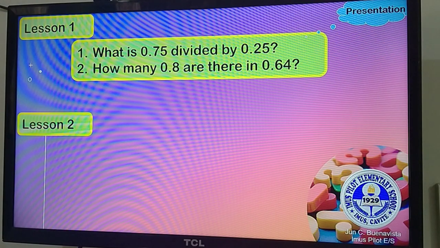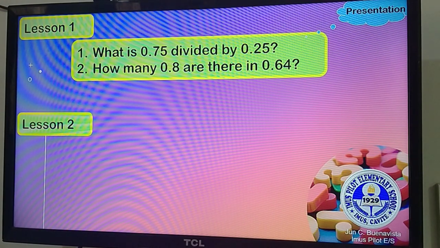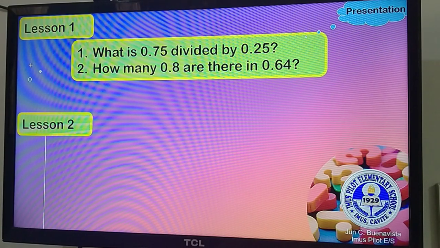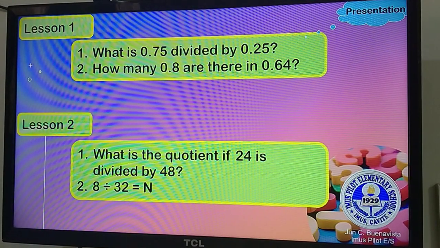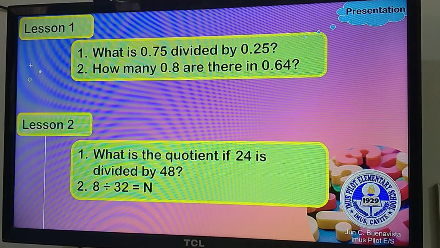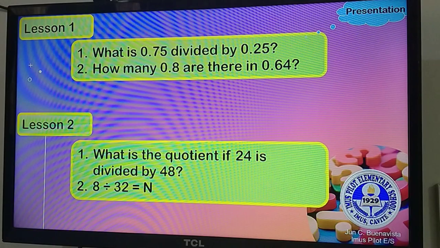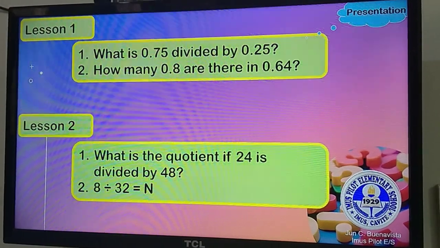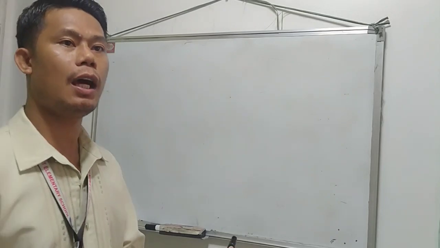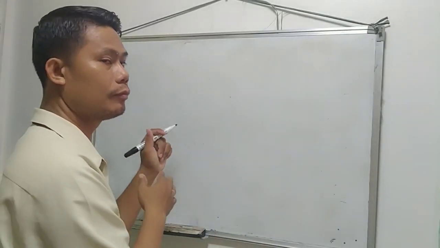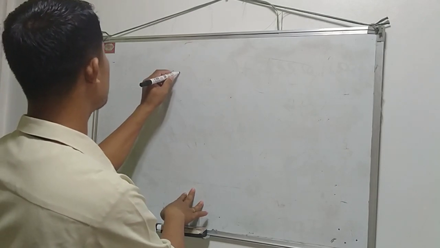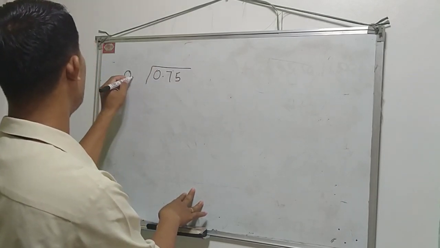Now let's have another example. I have here an example. So number 1, for lesson 1, what is 75 hundredths divided by 25 hundredths? And number 2 is how many 8/10 are there in 64 hundredths? For lesson number 2, we have what is the quotient of 24 divided by 48. And then number 2, 8 divided by 32 equals n.